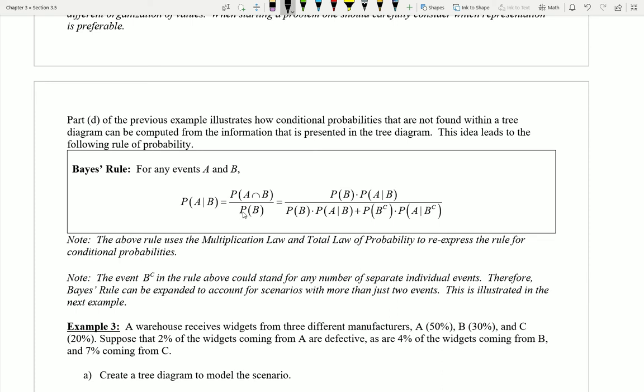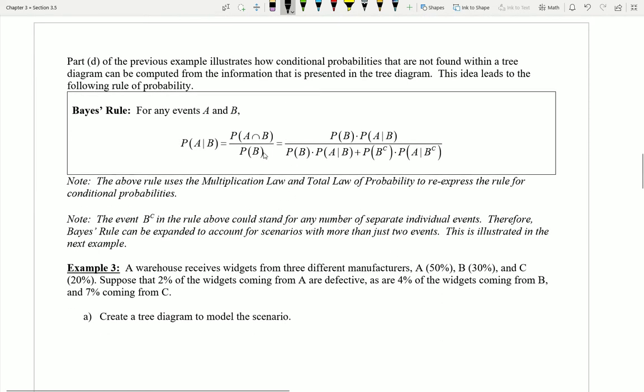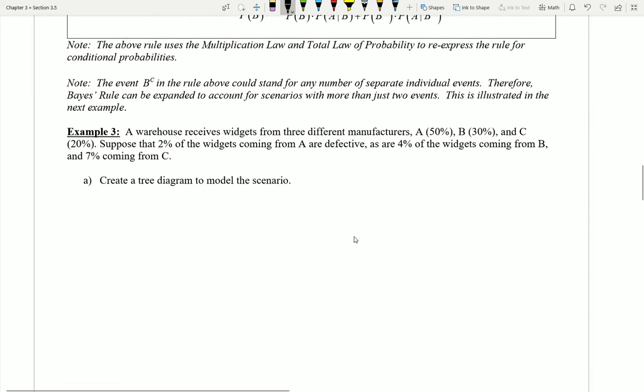What becomes kind of interesting, though, is that this event, B complement that's written down here, could actually stand for any number of separate individual events. And so Bayes' theorem can be expanded, and our tree diagrams can be expanded to account for scenarios with more than just two outcomes, more than just like male, female, or A and not A. We could actually expand into a lot of different options. And to see that, let's take a look here at example number 3.